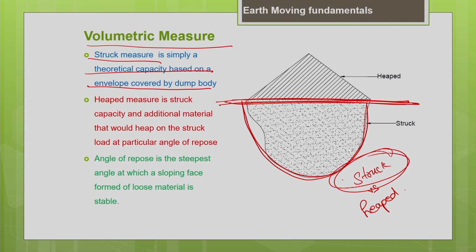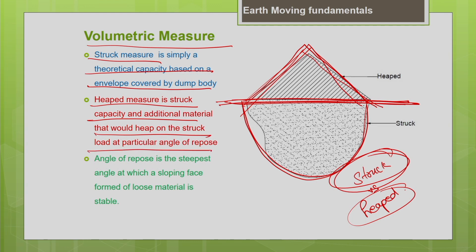So we are not interested in strut capacity. What we are interested in is heaped capacity only. Normally when we load a bucket or load the truck, we heap the material. We heap the material at a particular angle of repose depending upon the material type. So we are interested in this heaped volume only. So heap measure is nothing but strut capacity as well as the additional material that would heap on this truck load at a particular angle of repose.